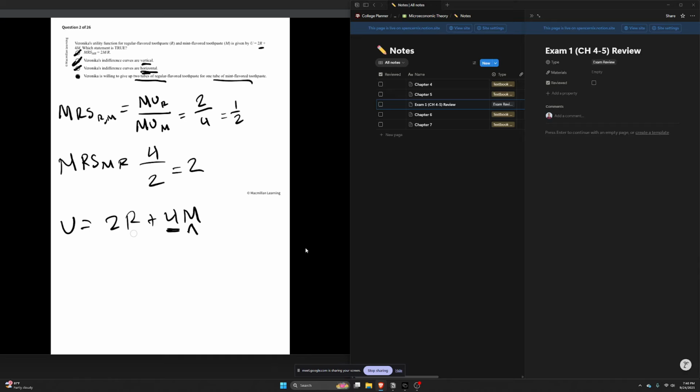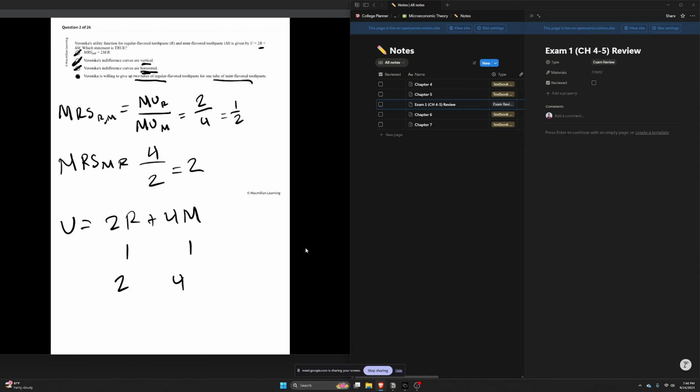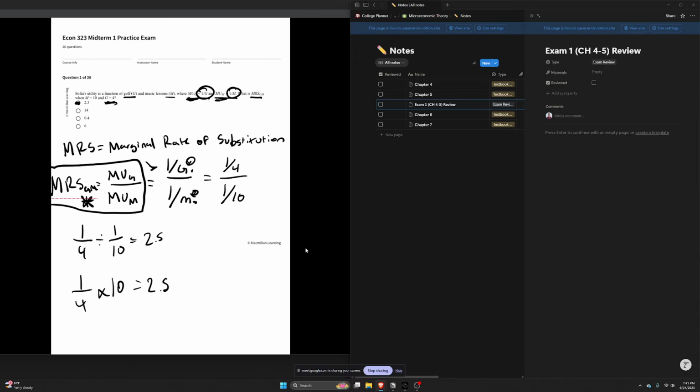So both of these are, if she has 1 regular and 1 mint, then she's getting 2 utility from regular and she's getting 4 utility from mint. So mint is worth more, it gives her more utility. So she'd be willing to give up 2 of those regular flavored ones for 1 mint flavor. Hopefully that made sense. There's not really any formulas you need for that other than just knowing how this formula works, and that you could get from this problem before.